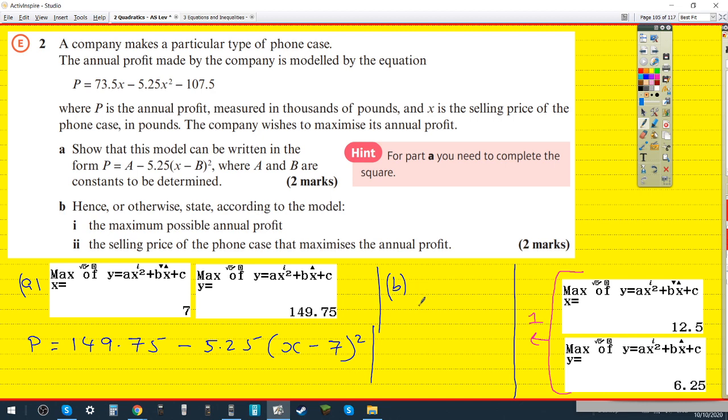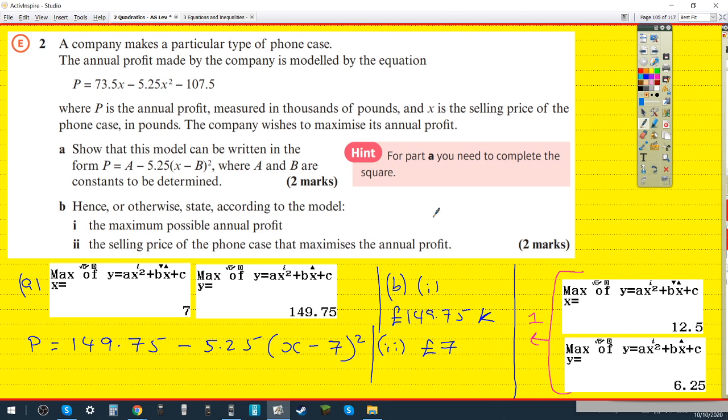The profit is... Oh, so it's 149,000. Yeah, 149.75 thousand. That's the maximum possible profit. Yeah. The selling price of the phone case that maximizes it, would that be 7,000? Yes. I believe that one's just 7. Oh, just 7. Okay, it's the other one that's in thousands.